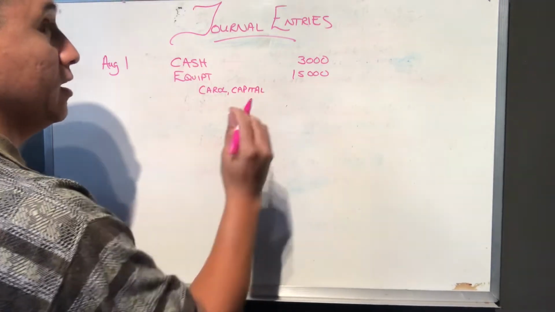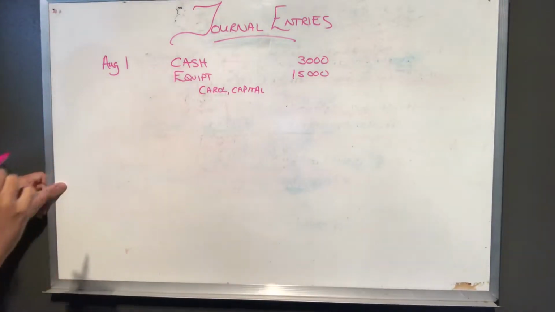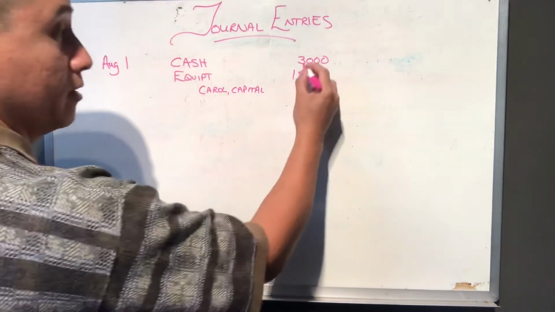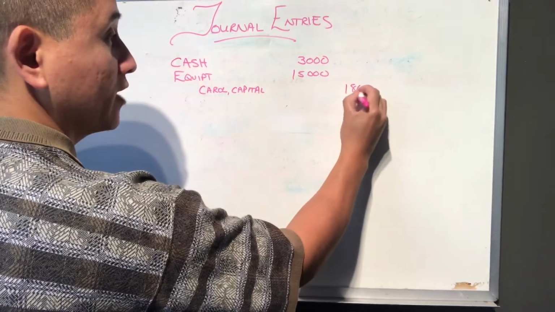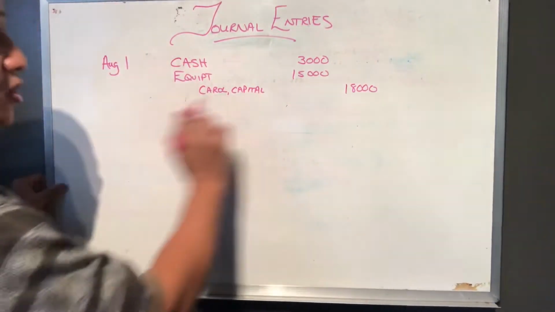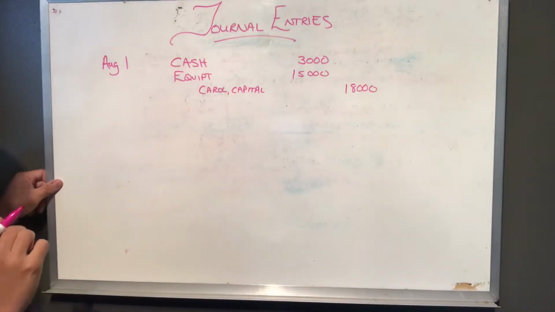So remember, in this type of accounting, we want to make sure that we're always balanced. So here it would be $18,000. Okay, and then you would have the explanation.